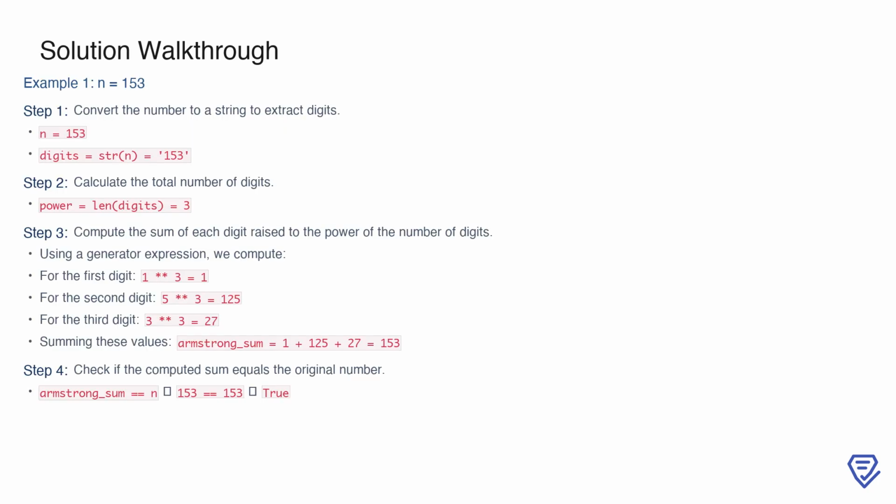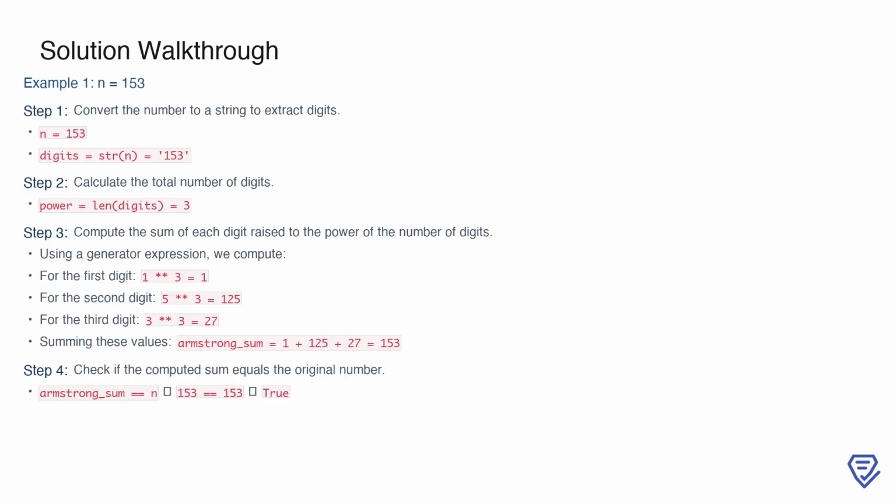To determine if the number 153 is an Armstrong number, we begin by converting the number into a string so we can easily access each of its digits. Here, n is 153, and converting it gives us digits equals "153". Next, we calculate the total number of digits in the number, which is simply the length of this string. Since there are 3 digits, power is equal to 3. Now, we compute the sum of each digit raised to this power.